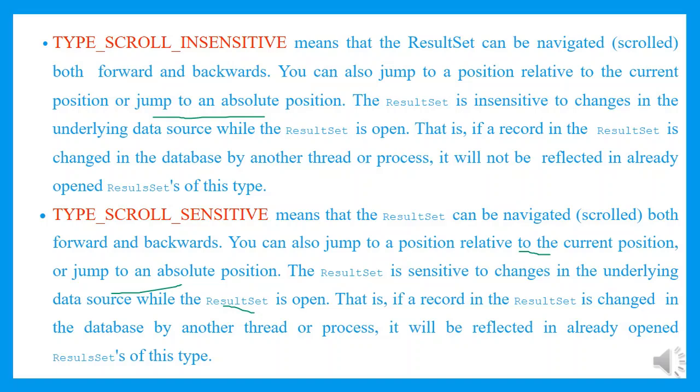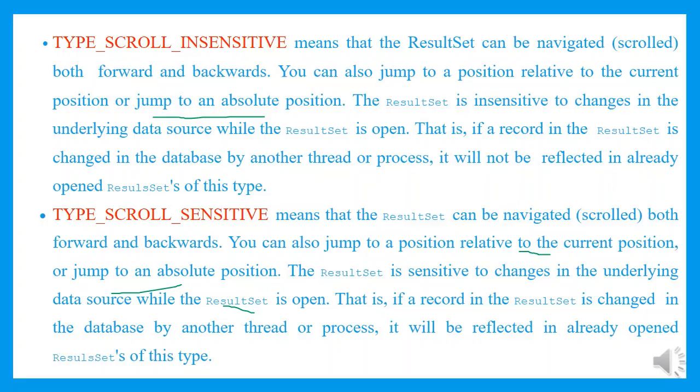It means that if two threads are performing operations on the same table or database, and you made it sensitive, then if one thread is manipulating the data and another thread wants to retrieve the data, whatever manipulation has been done by the one thread is going to be reflected to the other thread because of TYPE_SCROLL_SENSITIVE. That is the difference between insensitive and sensitive.